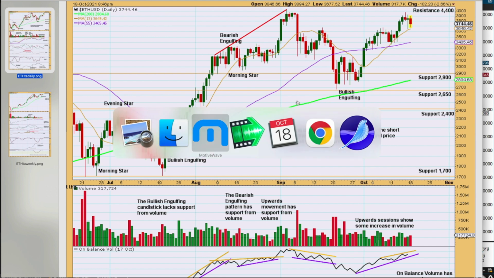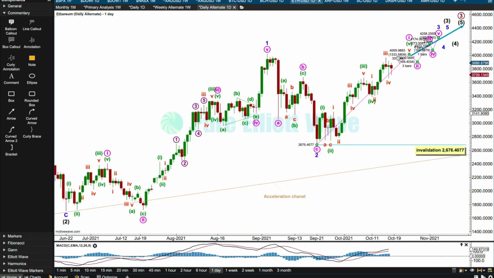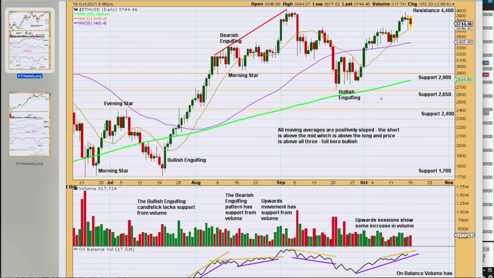Let's just quickly go back to that. I'm expecting a little bit more upward movement to complete this impulse, and then a pullback coming up pretty soon. Sooner rather than later possibly. And it should not make a new low below 2676.4077. So it might find support about 2900. Maybe a little bit above that.